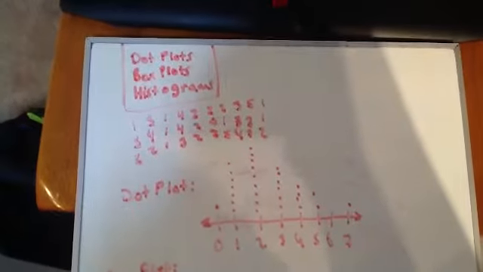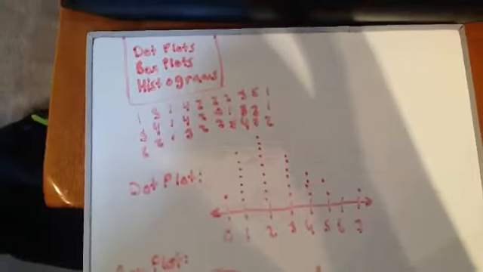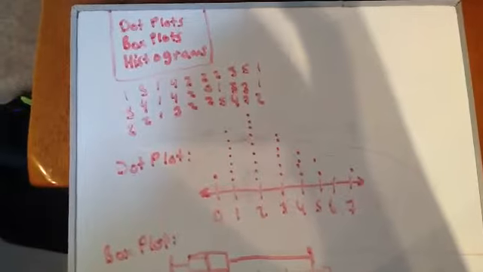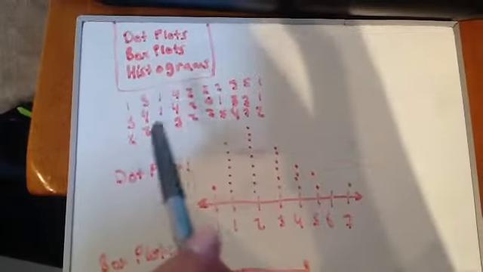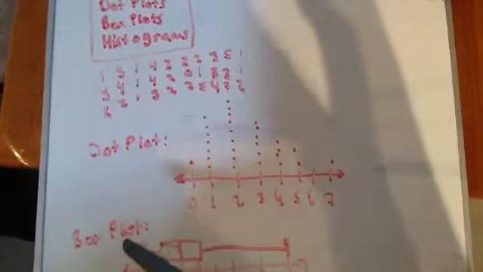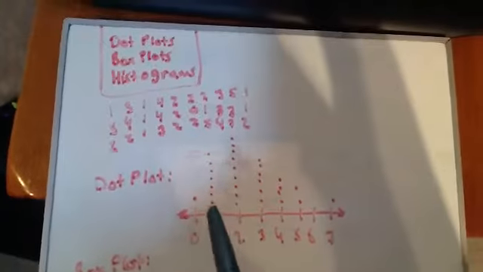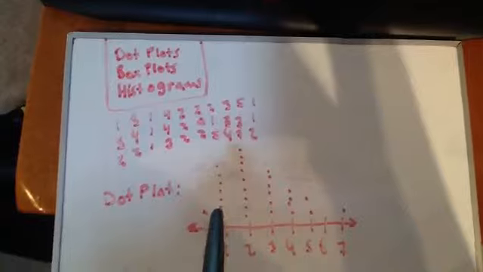Alright, so next up we have dot plots, box plots, and histograms. For this particular question, it was the amount of TVs that students have in their household. So here is all of the data with the number of TVs. The first plot we're going to be doing is a dot plot. We're going to draw the line with 0 through 7, and for each number, 0 through 7, we're going to put a dot above that number.